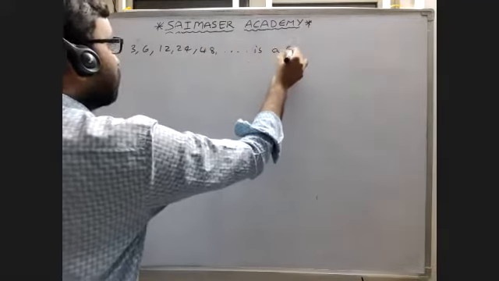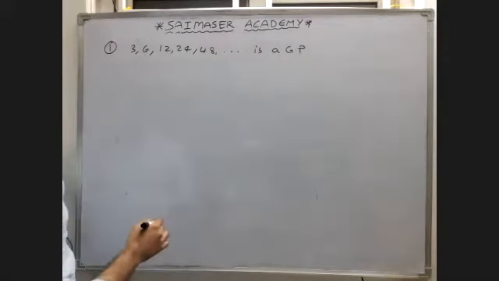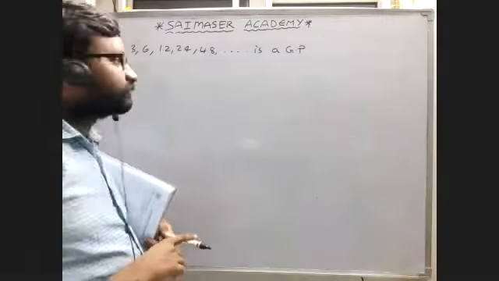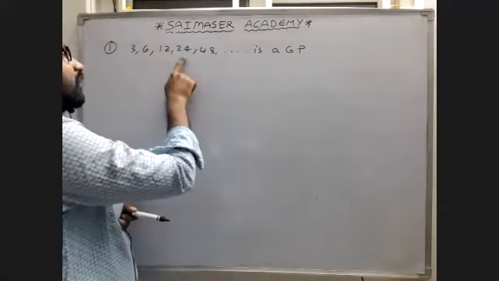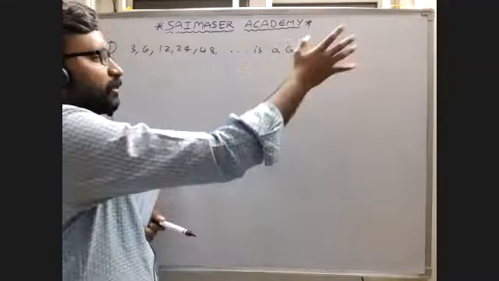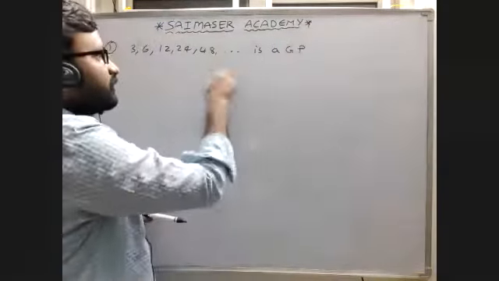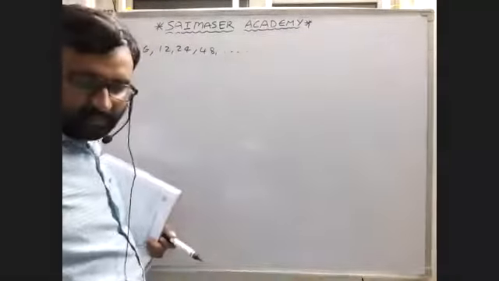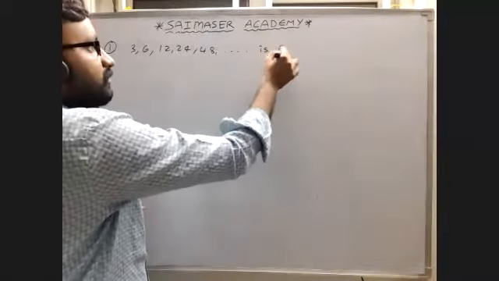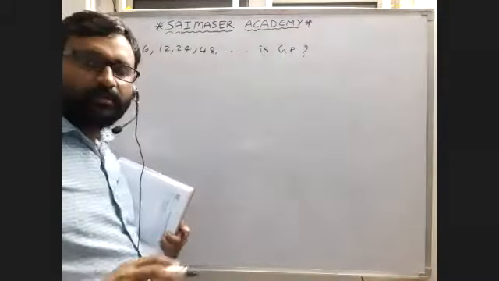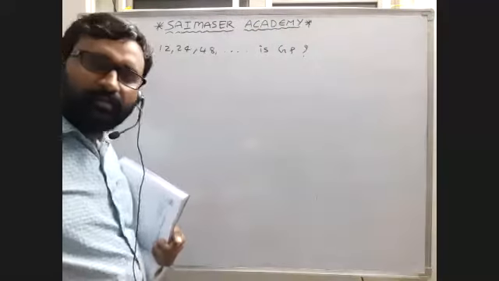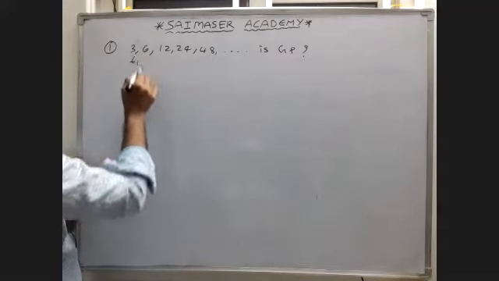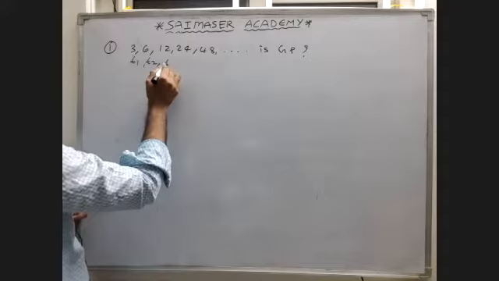Is a GP. Right. 3, 6, 12, 24, 48, so on, more numbers are there. Is this a GP? I am asking. How can we say whether this is GP or not? The given terms: this is the first term T1, second term T2, third term T3, and so on.